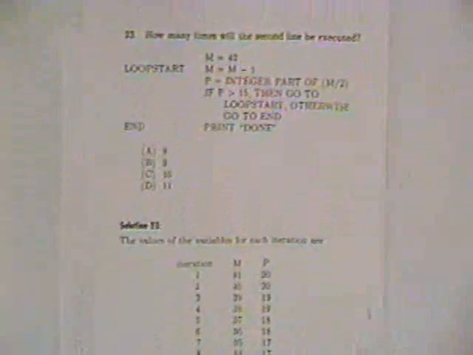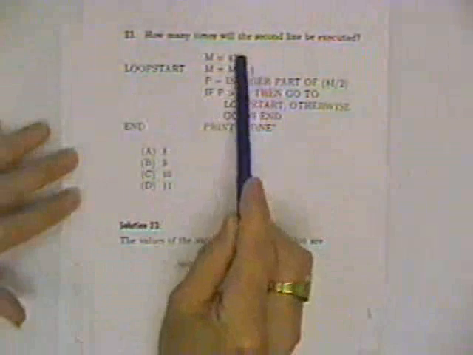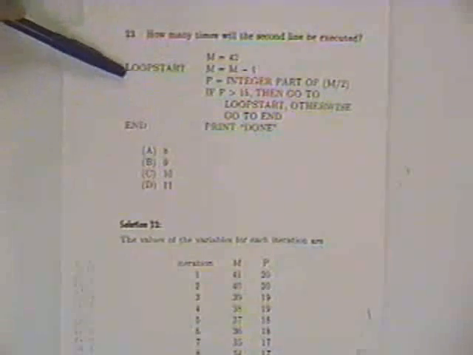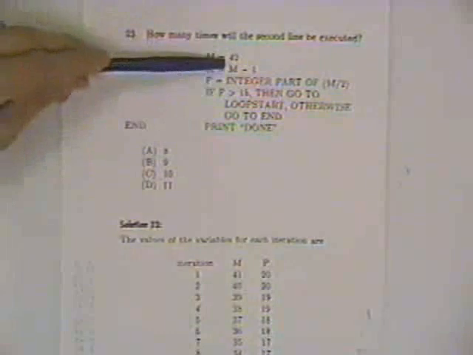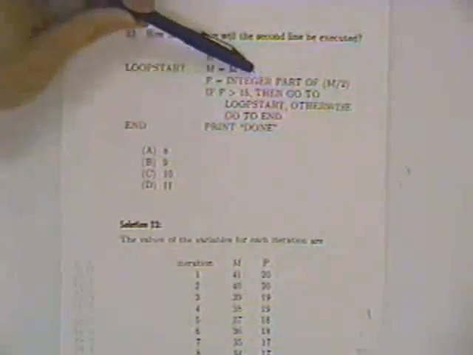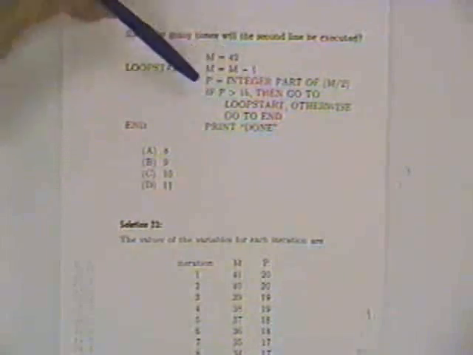All right, another example here, looking at the problem statement, says how many times will the second line be executed. So this then is a program that starts with an assignment statement, assigning a value of 42 to the variable m, then beginning a loop. In this case, it's using just the statement to loop start, just to indicate that loop is beginning. The first thing is that m is recalculated as the current value of n minus 1, so that the number is evaluated, stored in n.